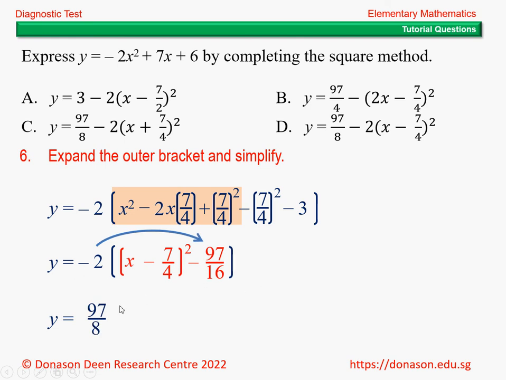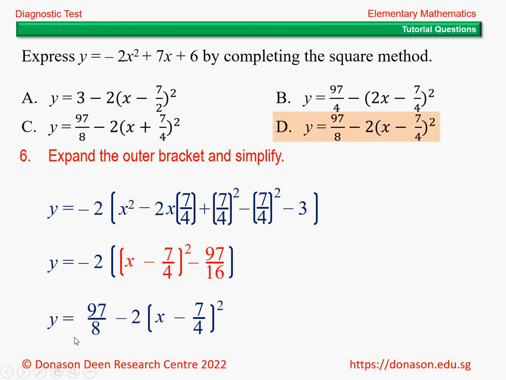Minus times a minus is of course plus. 2 times 97 over 16, the 2 can cancel with the 16, and the denominator is now half of it, if I cancel by 2, so it's going to become 8. That's why this is a positive 97 over 8. Negative times negative is positive, so that's a positive 97, and the 2 and the 16 get cancelled to give you 8. So we get 97 over 8. Then the next step, we're going to just throw in the minus 2 for the red color bracket. So minus 2 times x minus 7 over 4 squared.